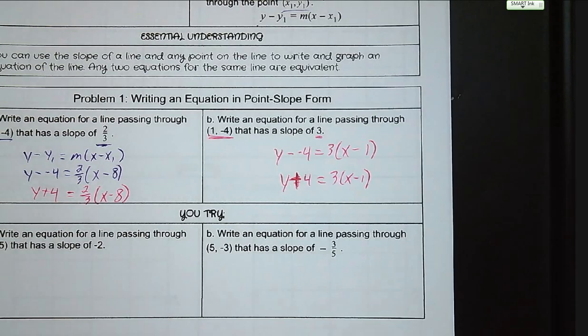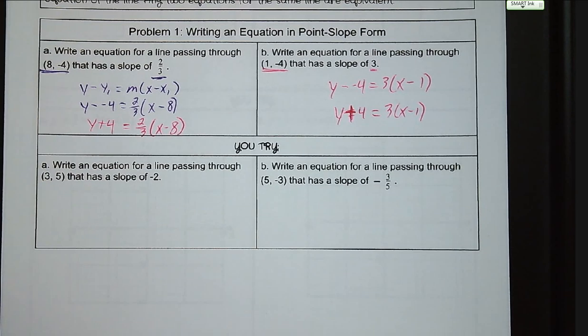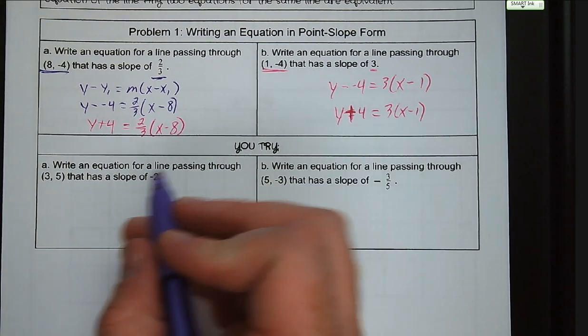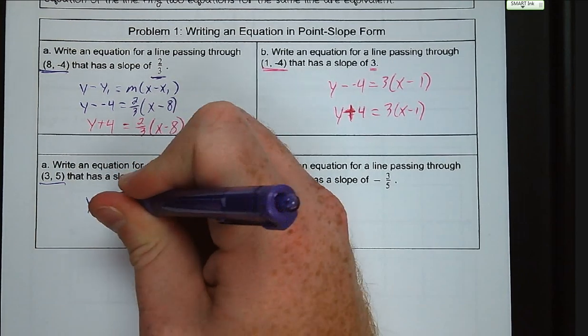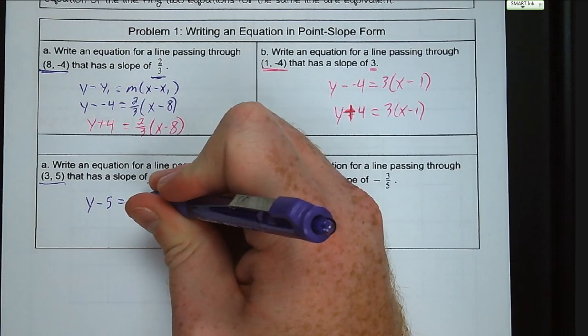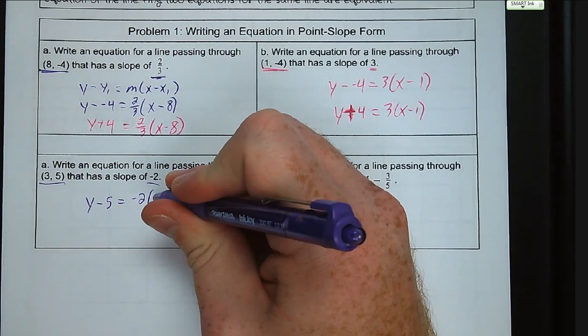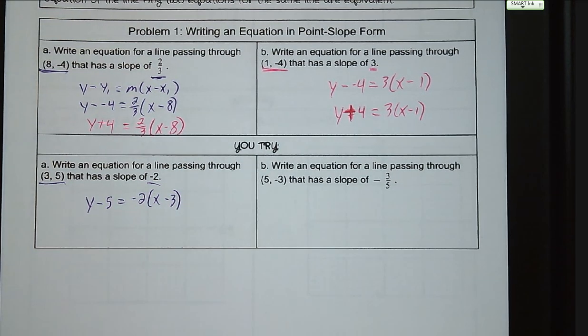All right. Want you guys to try letters A and B on your own. Letter A, we have a point (3, 5) and a slope of negative 2. So y minus 5 is equal to the slope, negative 2, times (x minus 3). You can just leave it there. We don't have to simplify any negative signs.